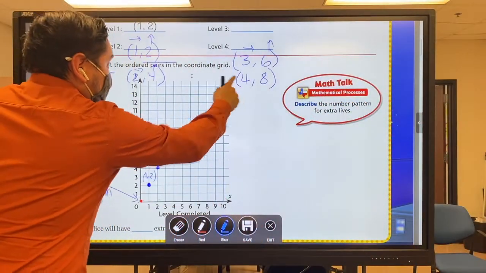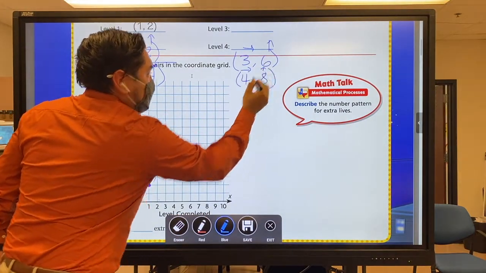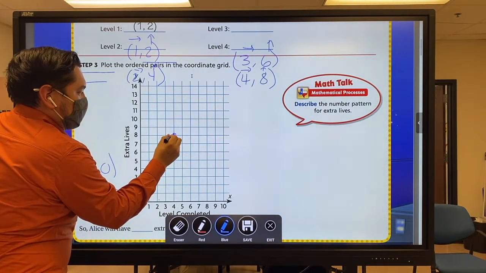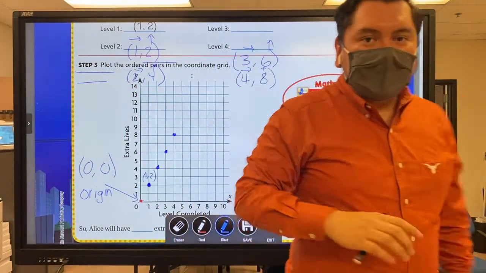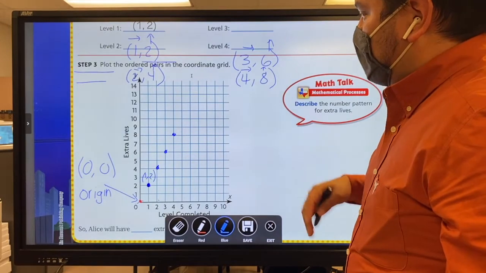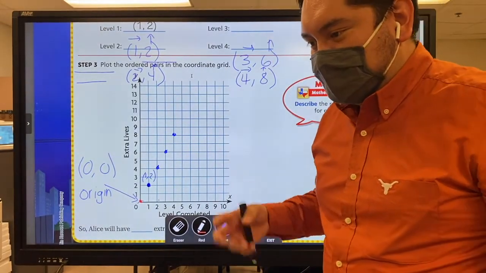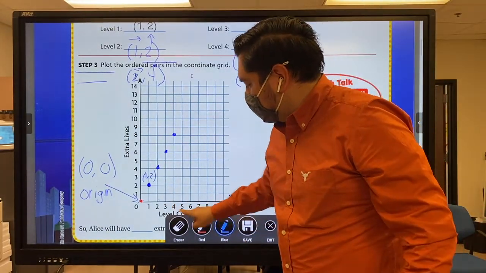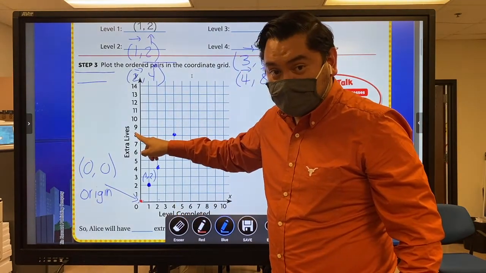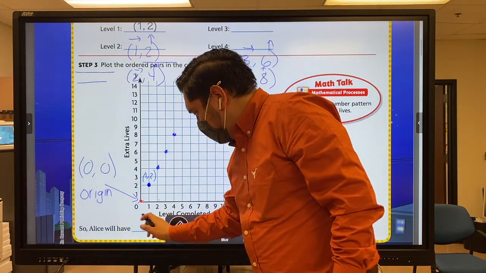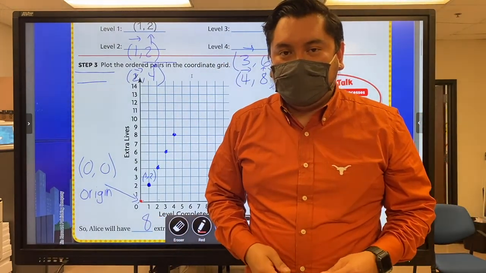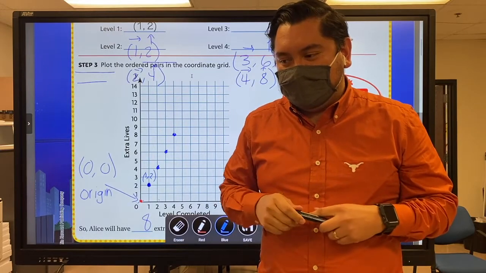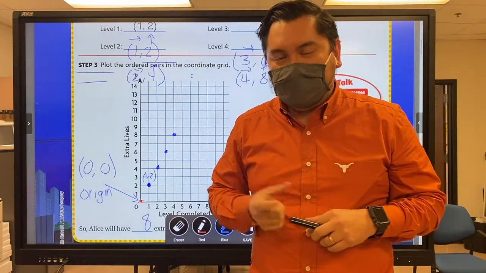And lastly, I have my last one: 4 to the right and 8 up. 1, 2, 3, 4. And then you go all the way to 8. And that's what my fourth point is. So to go back to the story they were giving you, if Alice completes 4 levels, she's gonna have 8 extra lives. And that, ladies and gentlemen, is how you use one of these, right? We're gonna continue practicing. This is just the first video. On the next video, we're gonna practice a little more so that you start to get better at these.